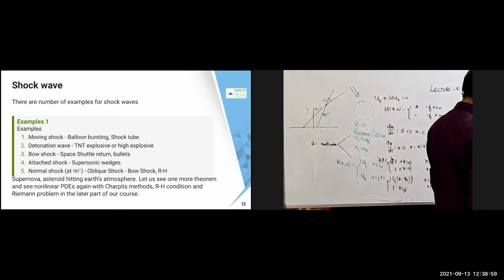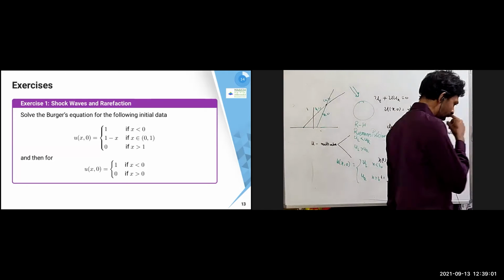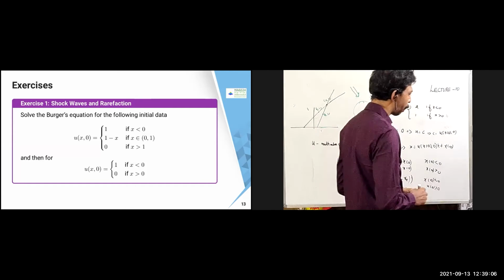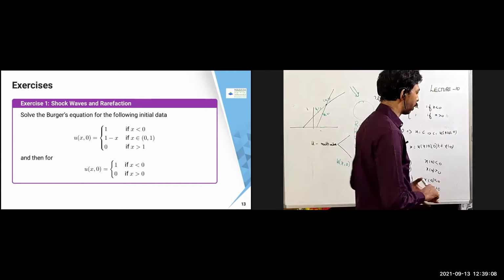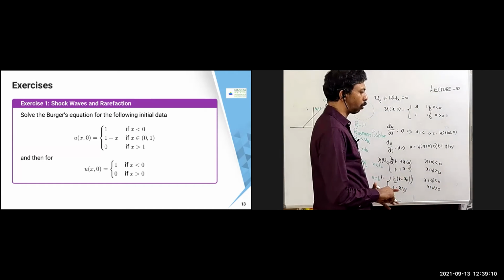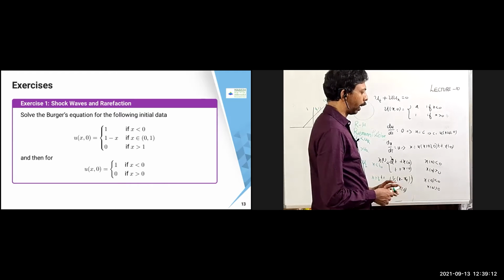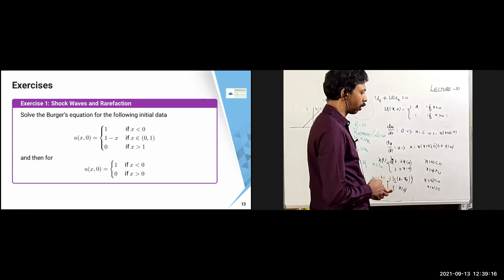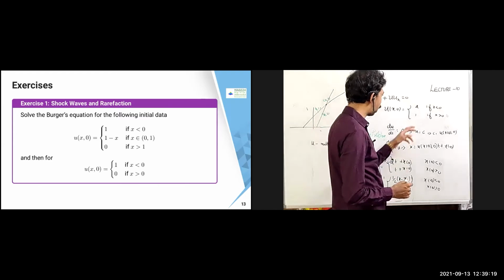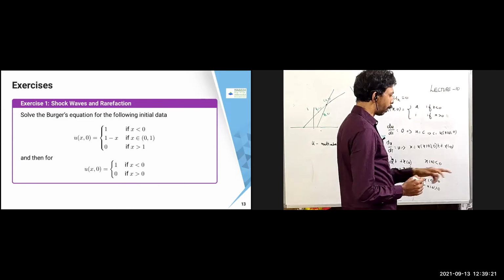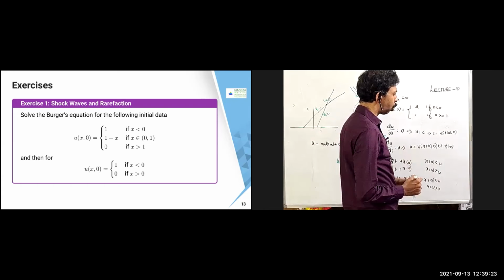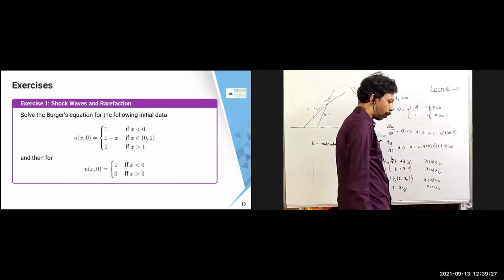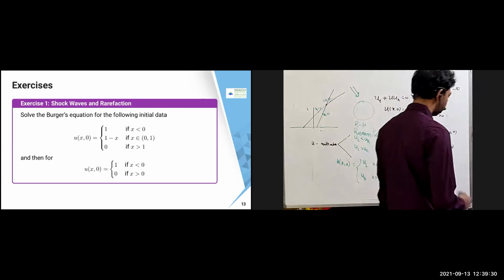Now let us go to another problem where you can solve this Burgers' equation for the given initial data. So u of x comma 0, you can take 1 if x is less than 0, and 1 minus x if x belongs to (0, 1), and 0 if x is greater than 1. Similarly, another problem you can solve. Instead of 1 here, I'm putting 1 and 0. This will be tricky because 0 is there, so you have to check how the condition is going. These two problems I will give you as an exercise.